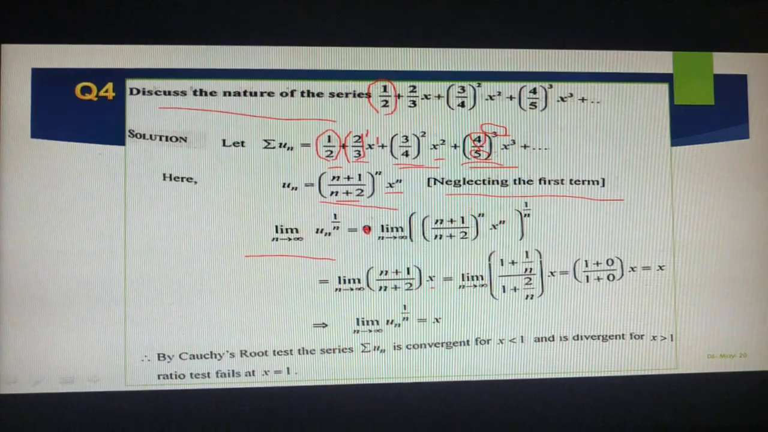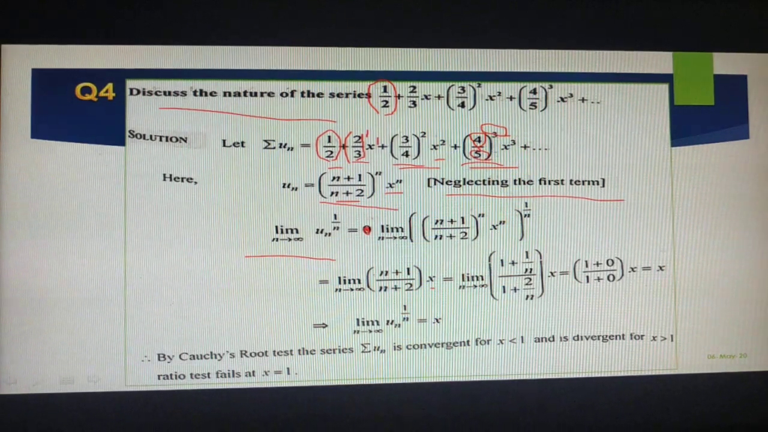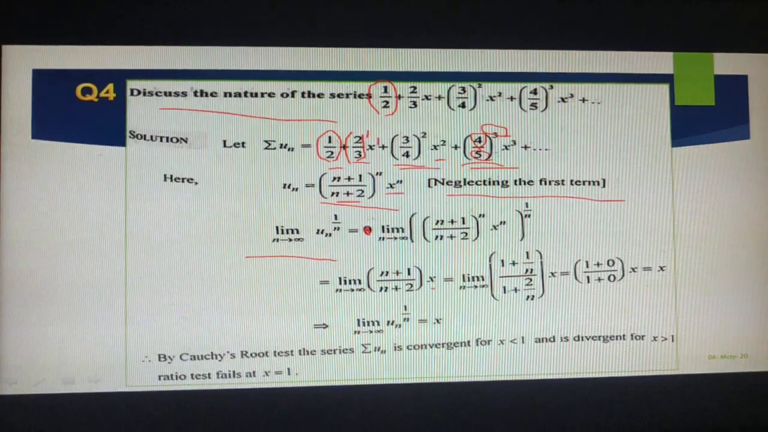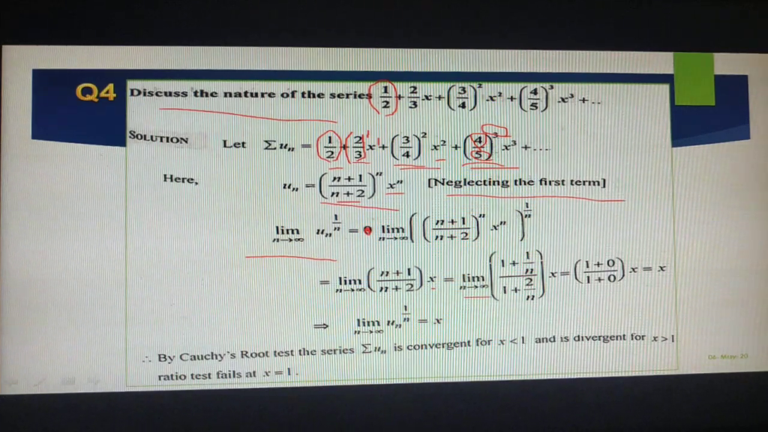To avoid this indeterminate form, simply take n outside. If you take n as a common factor, you get 1 plus 1 by n in the numerator, and in the denominator, taking n common, 1 plus 2 by n. That n will get cancelled, and x stays as it is. Now if you apply the limit n tends to infinity, what are we going to get here?